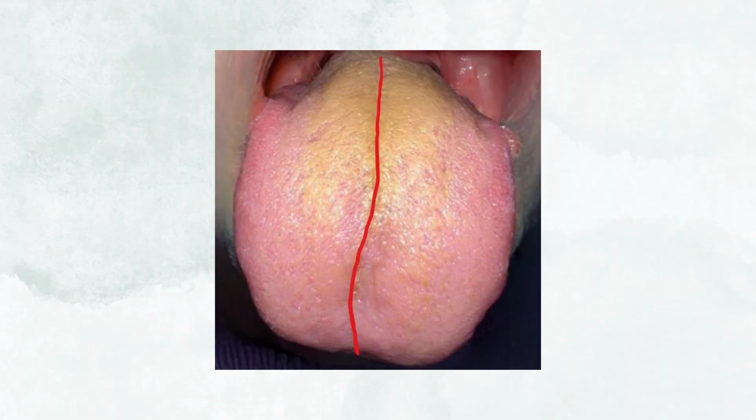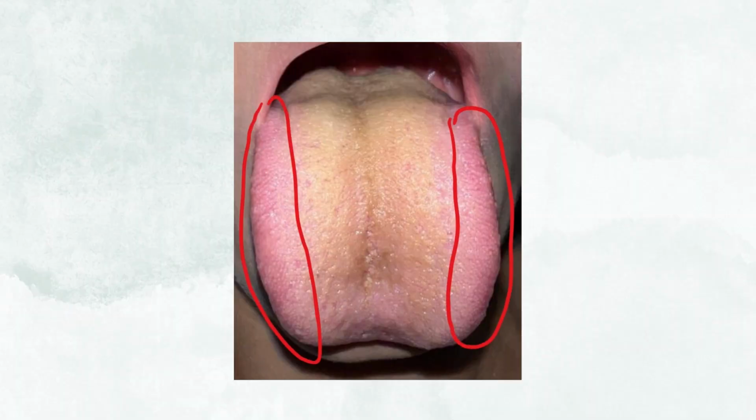And if we look from the tip to the back of the tongue, we can see in the middle there is a curved line, indicating the possibility of scoliosis and tension in her lower back. Furthermore, the slight wetness on both sides of the tongue points to a disturbance in the liver and gallbladder organs, hinting at excessive worry and stress that Nina may be experiencing.